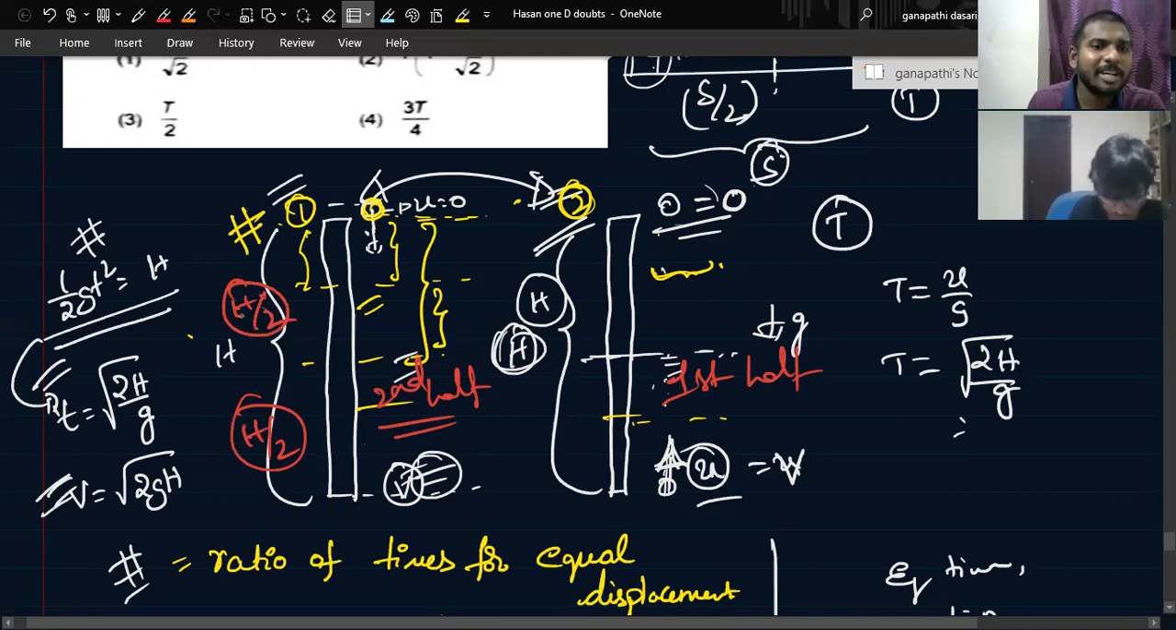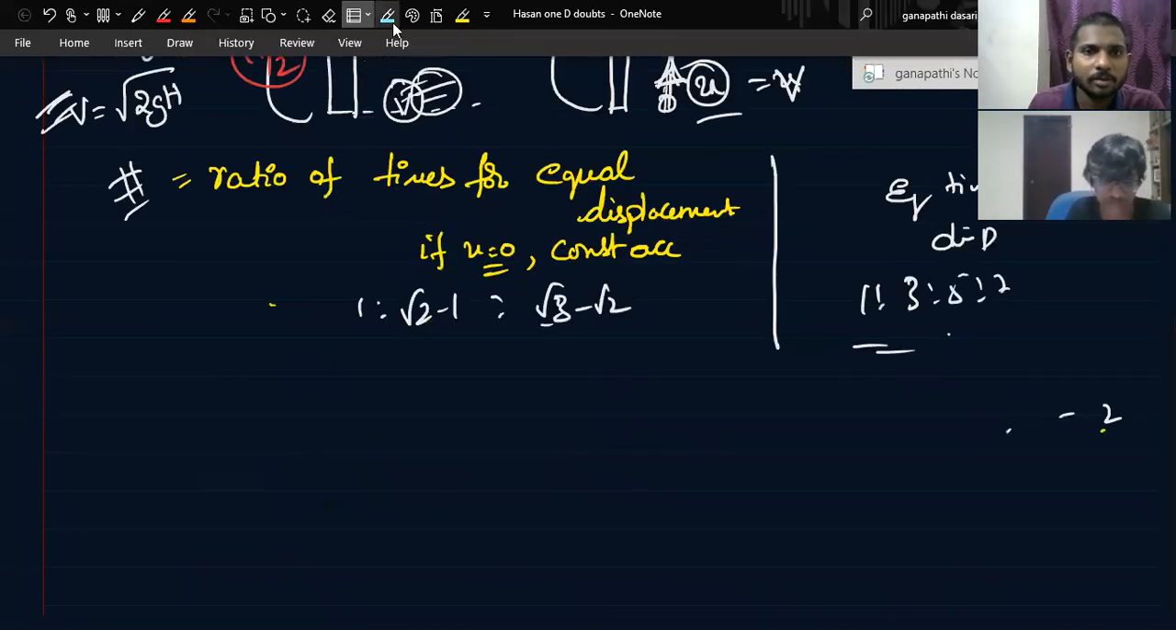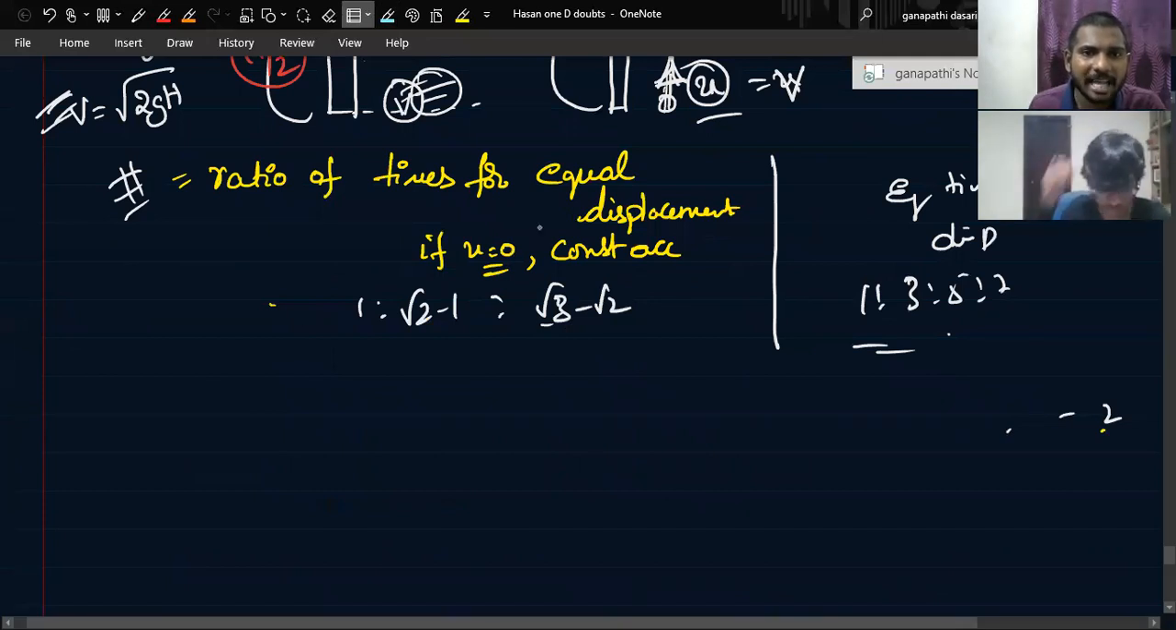Equal displacements. What is the time ratio? For equal displacements, the time ratio is 1 is to √2 minus 1 is to √3 minus √2. So T1 is to T2 is equal to what? 1 is to √2 minus 1, isn't it?